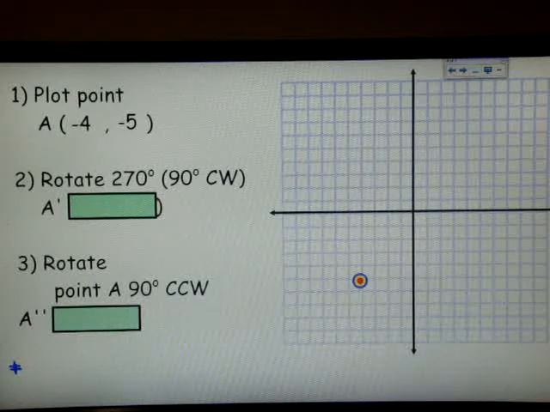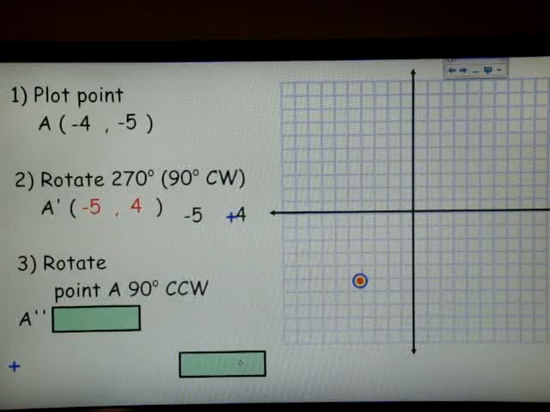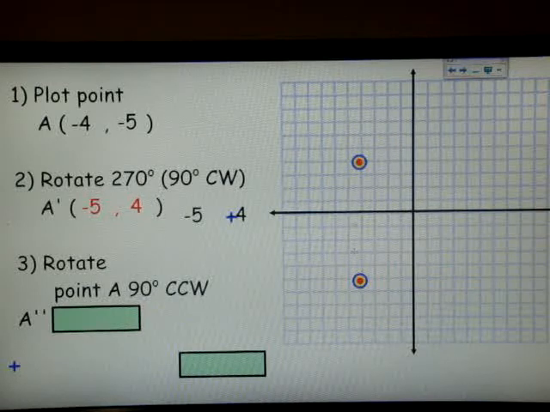So I went ahead and I plotted the point -4, -5, and it should be already on your notes page. If I rotate 270 degrees, or 90 degrees clockwise, this is what happens. I turn the points, and clockwise is to the right, so the right point changes its sign. So I end up with -5, 4 as my new point. And how I can test it is if I went a quarter turn to the left, it would be in this quadrant 2 since it was originally in quadrant 3. Notice I labeled this A prime, so you might want to label that on your graph as A prime.